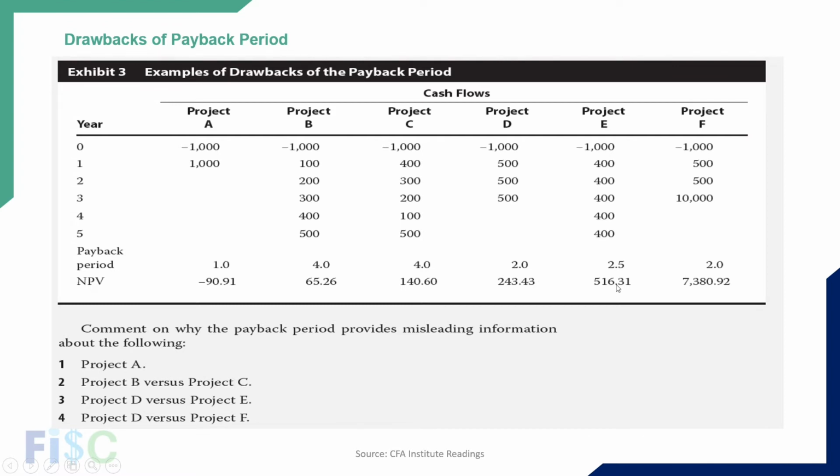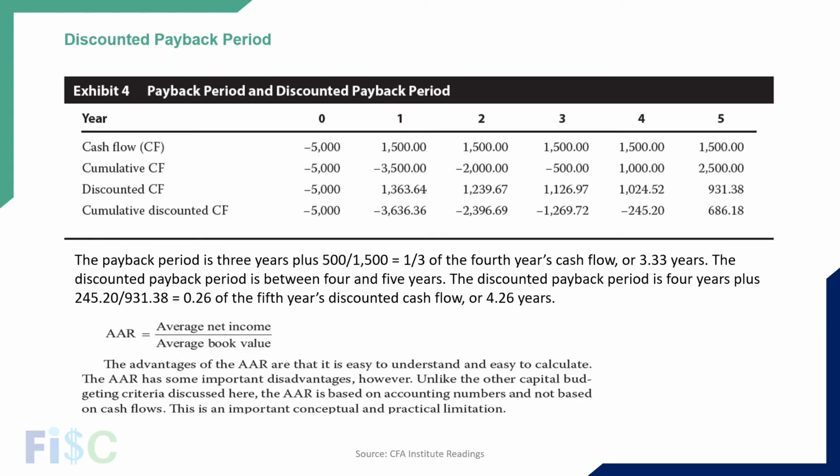Similarly, in projects D and E, you can see that D has a shorter payback period than project E, but the NPV of project E is much higher. Therefore project E must be chosen, but if we just go by payback period, we would have chosen project D. And in projects D and F also the payback period is the same, but there is a huge difference in NPV. So these are the issues due to which payback period has a lot of drawbacks.